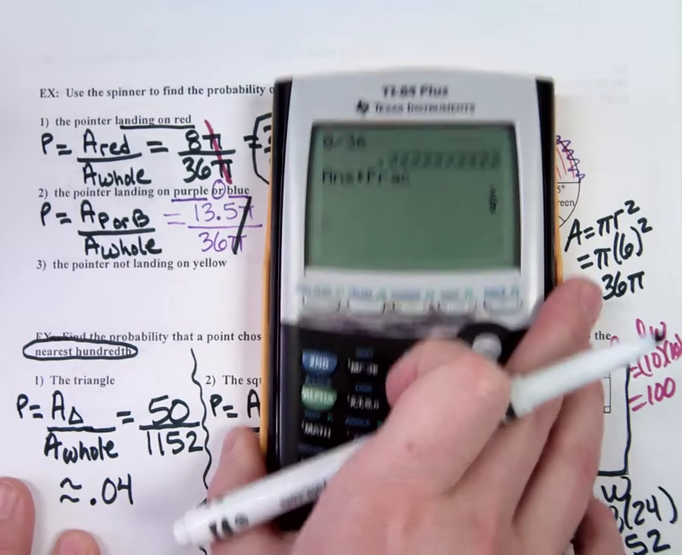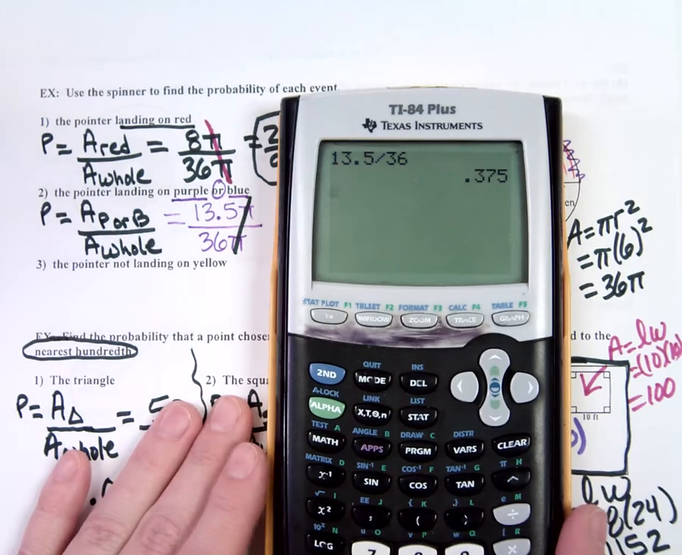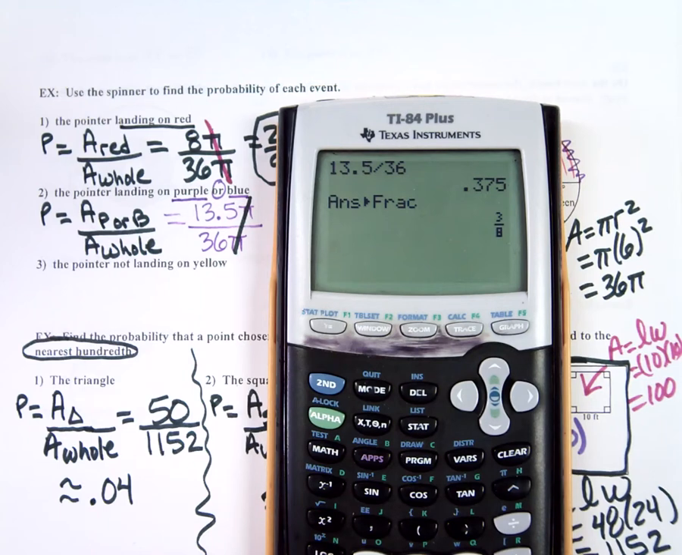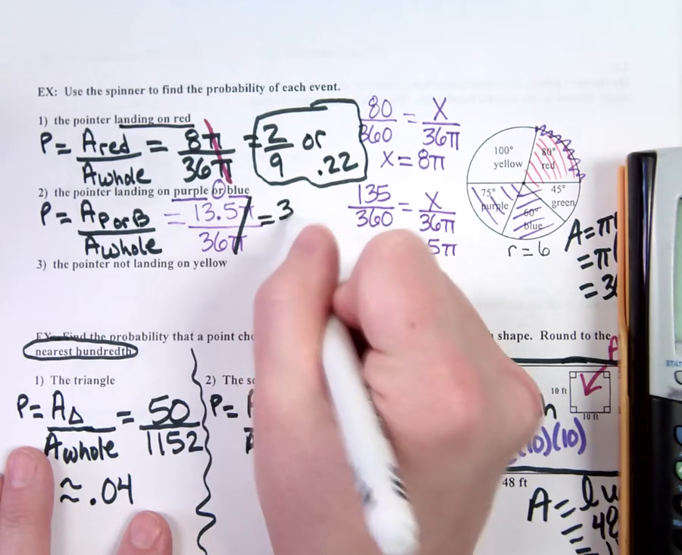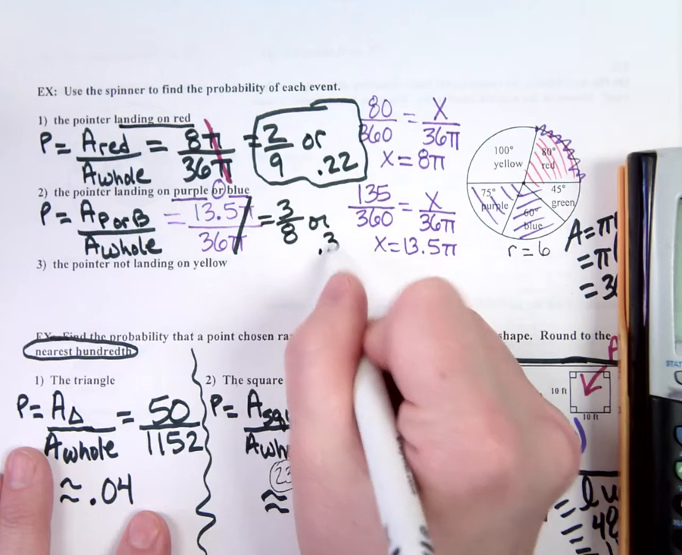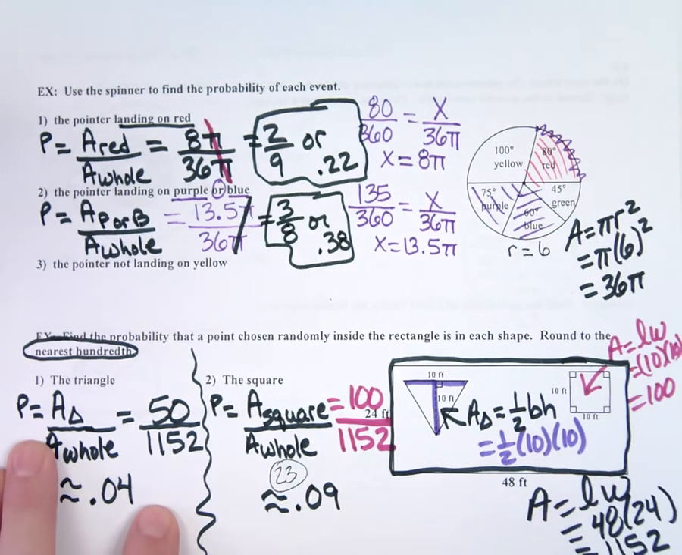Let's just see if this will reduce. So 13.5 divided by 36. If I go math, enter, I get 3/8. So there's my reduced fraction. And what would you say to the nearest hundredths? 0.38. Okay, so 3/8 is the reduced fraction, and 0.38 is to the hundredths. So we have about a 38% chance of that happening.